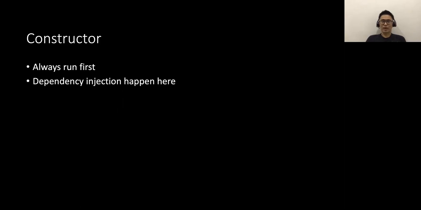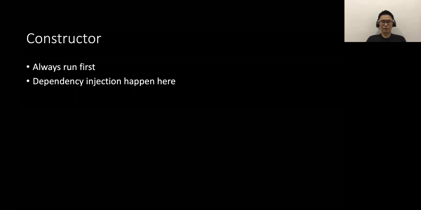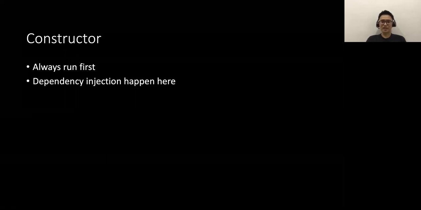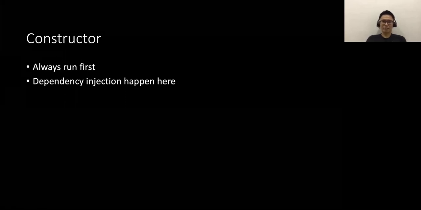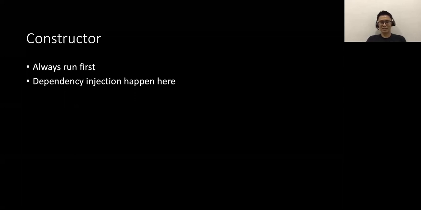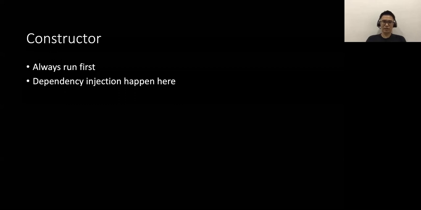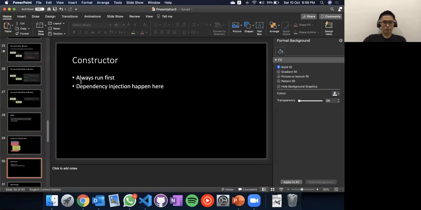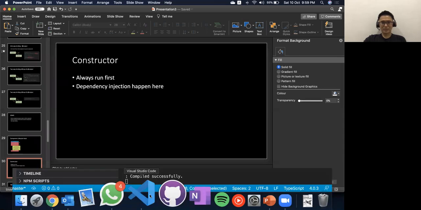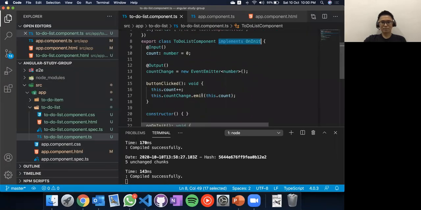Every class will have one constructor by default, because we need the constructor here to inject the dependencies. So this is where our dependency injection happens. There will be a section to cover dependency injection, and I won't touch on it here because dependency injection is another huge topic to discuss.